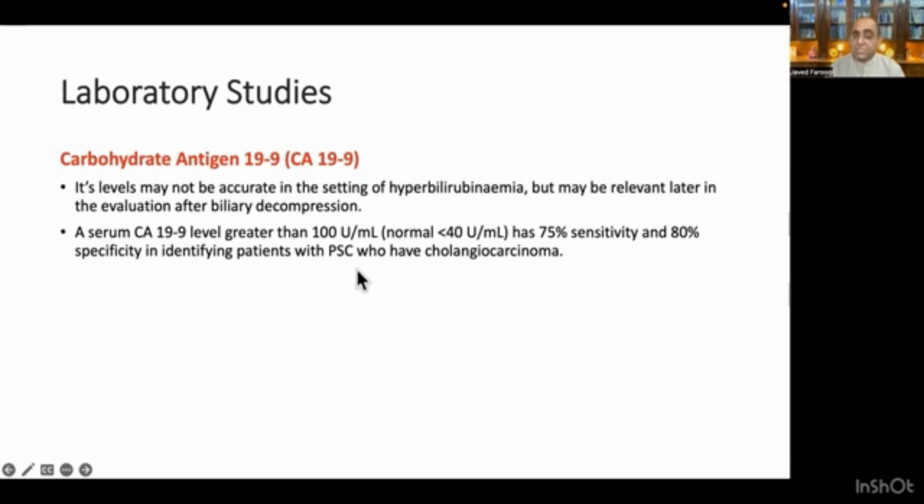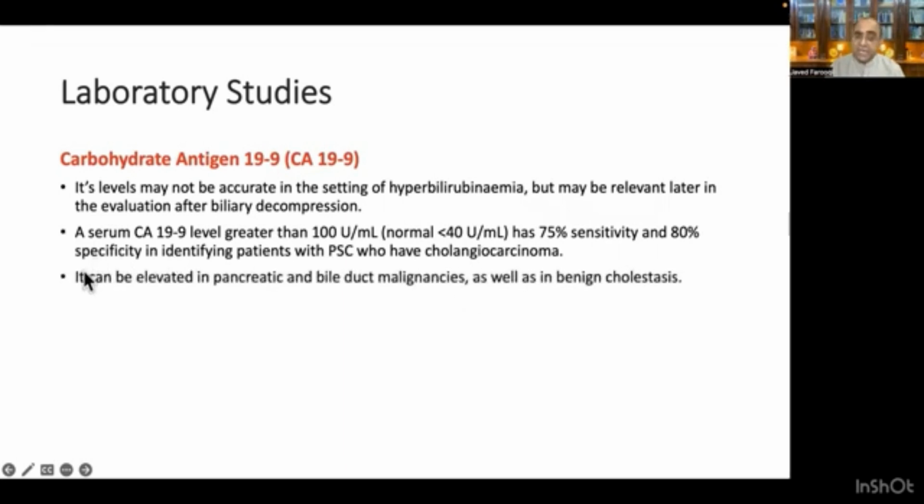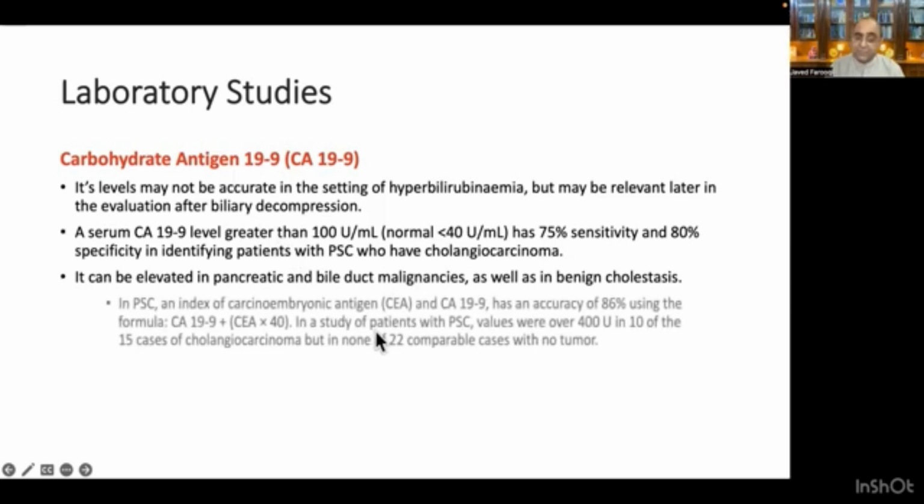So if a patient with primary sclerosing cholangitis has higher levels of CA 19-9, more than 100, it has 75% sensitivity and 80% specificity that these patients have cholangiocarcinoma. It can be elevated in pancreatic and bile duct malignancies as well as in benign cholestasis. Otherwise, it can be misleading.